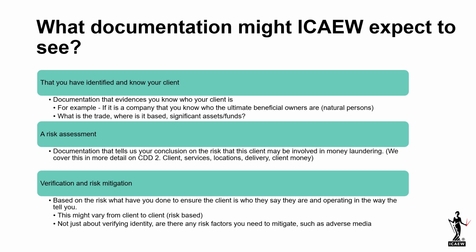And then finally, we want to see something around verification and risk mitigation. So based on the risk, what have you done to ensure the client is who they say they are and operating the way they tell you? This might vary, as I've said, from client to client, the level of verification. Again, it's not just about verifying identity. Are there any risk factors that you need to mitigate, such as adverse media? So basically, we'd want to see an element of documentation for each of those 3 stages. Know your client, the risk assessment, and what you've done to mitigate the risk.